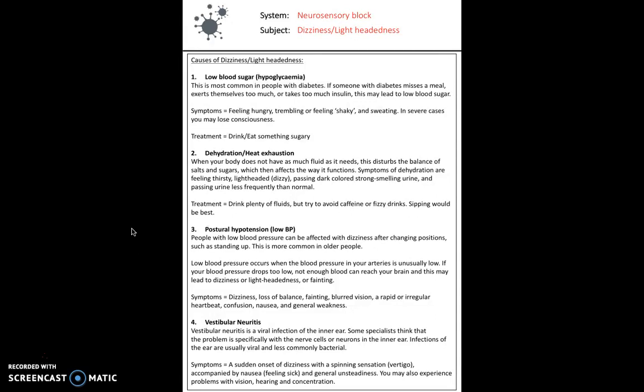The last cause we're going to explore is vestibular neuritis. This is a viral infection of the inner ear, and some people think that it is specifically to do with the nerve cells of the inner ear. It's usually viral, and therefore it comes with a sudden onset of dizziness with a spinning sensation, also called vertigo, accompanied by nausea, feeling sick, and general unsteadiness. Patients who present with this will probably have more severe symptoms in terms of their vision, hearing, and concentration, and lightheadedness will just be one of their several symptoms.